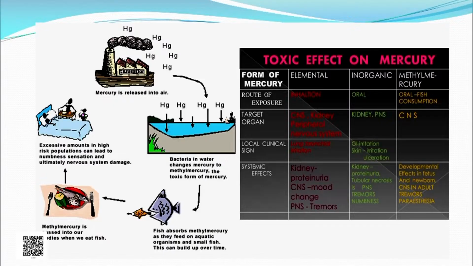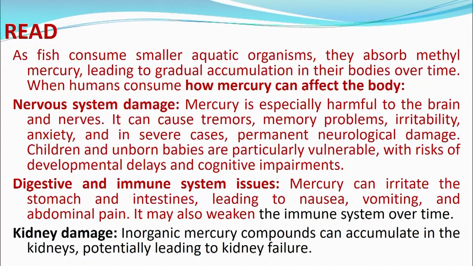It impacts the nervous system, digestive and immune system, causes kidney damage and many others. First we will talk about the nervous system. Mercury is especially harmful to the brain and nerves. It can cause tremors, memory problems, irritability, anxiety, and in severe cases permanent neurological damage. Children and unborn babies are particularly vulnerable, with risk of developmental delays and cognitive impairment.